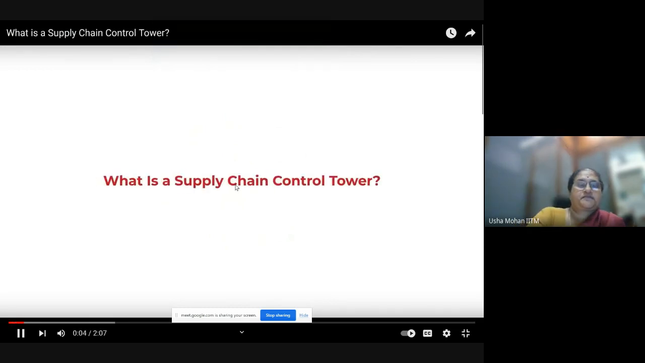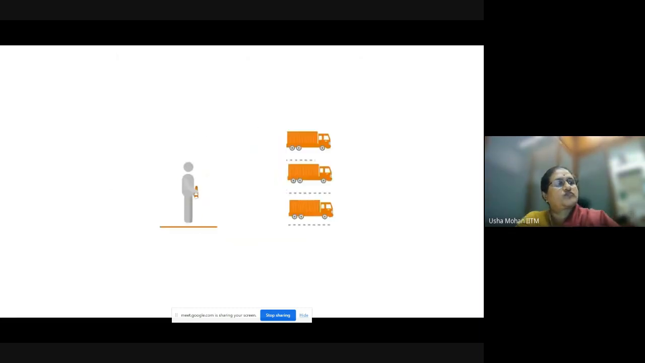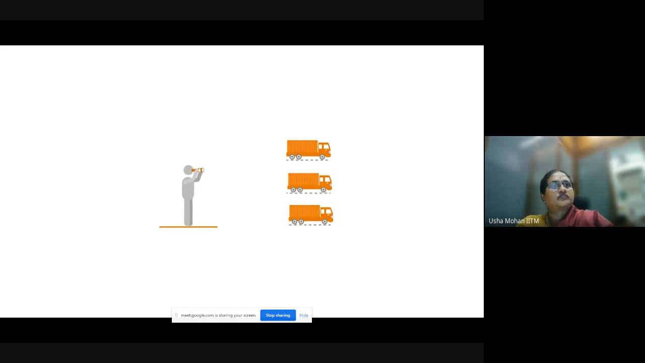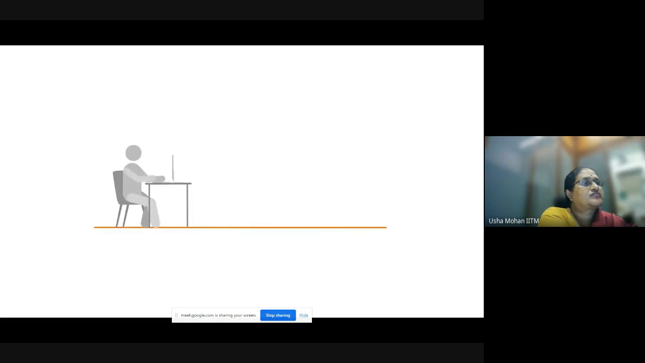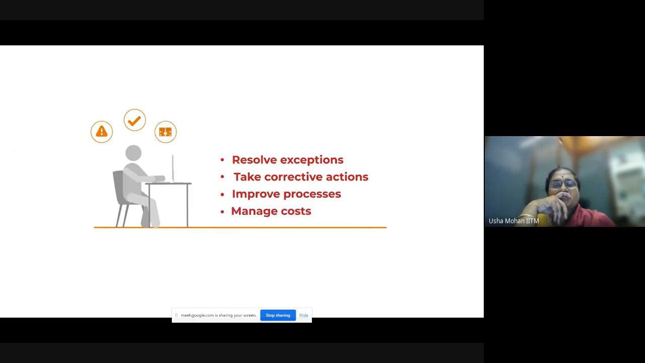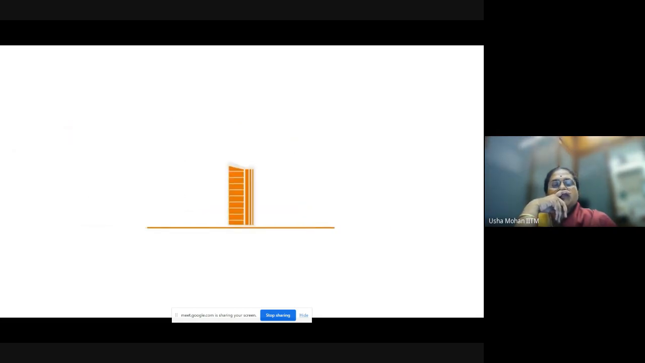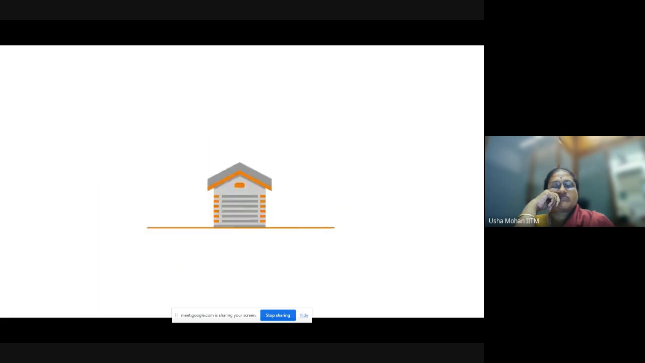supply chain control tower? Global supply chains are extremely complex. Working with multiple third-party logistics providers can adversely affect supply chain visibility, leaving companies struggling to gather the necessary data to resolve exceptions, take corrective actions, improve processes, and manage costs. The technology of a supply chain control tower offers companies the ability to gather and evaluate real-time data throughout the entire global supply chain. A supply chain control tower isn't necessarily a physical tower or object.